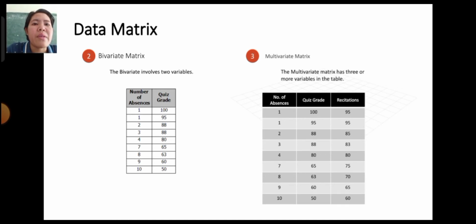And next is the bivariate matrix. The bivariate involves 2 variables. Example, number of absences and quiz grade. And multivariate matrix has 3 or more variables in the table. Example, number of absences, quiz grade, and recitations.